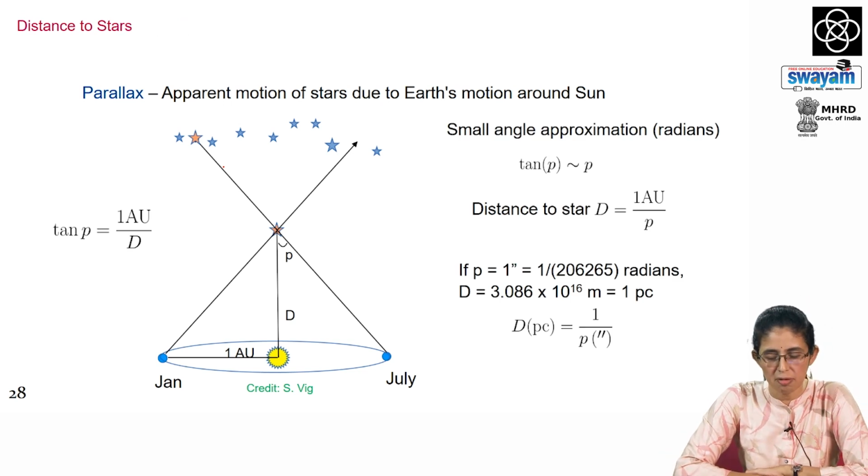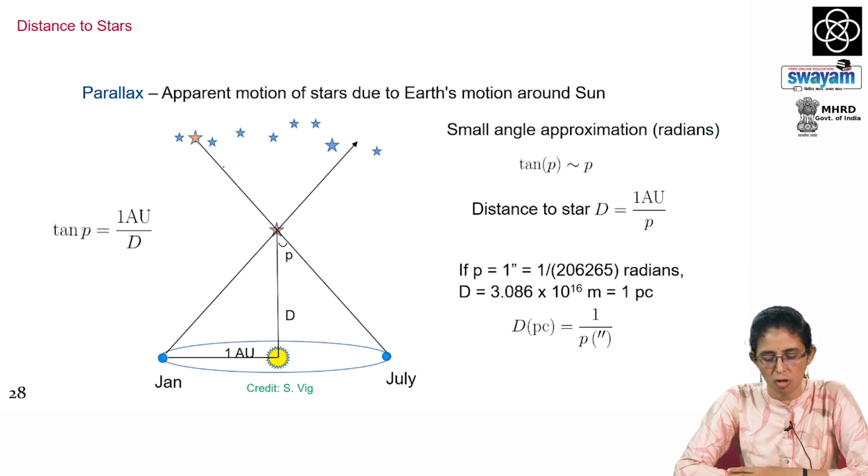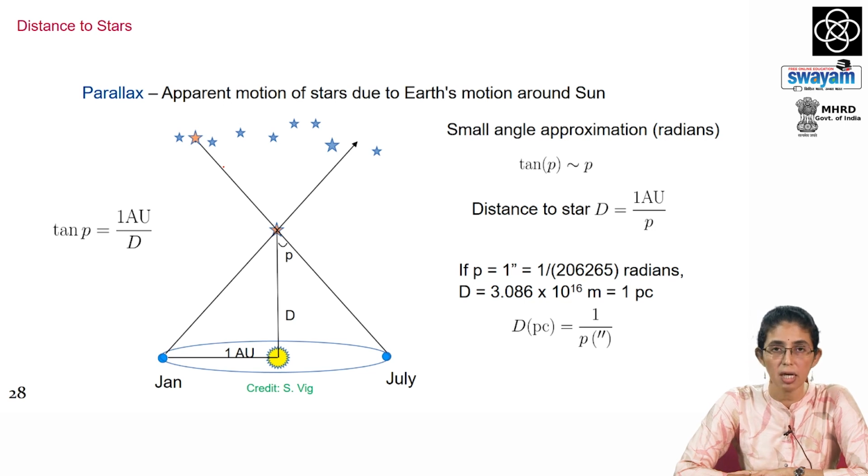So, tan p is given by 1 AU by d, because 1 AU, the astronomical unit, is the radius of the circular path that the earth takes around the sun, which is taken to be approximately a circle, and d is the distance to the nearby star. When one uses the small angle approximation, then tan p is almost equal to p, and therefore, the distance of the star can be taken as 1 AU by p, where p should be in radians. If p is in arc seconds, then one has to convert it to radians appropriately.